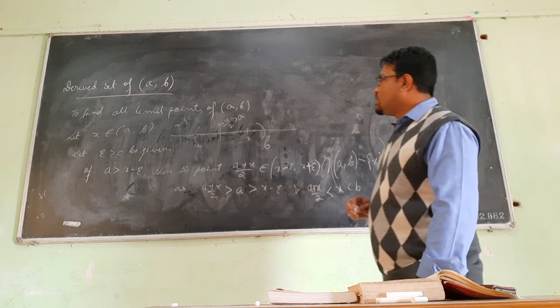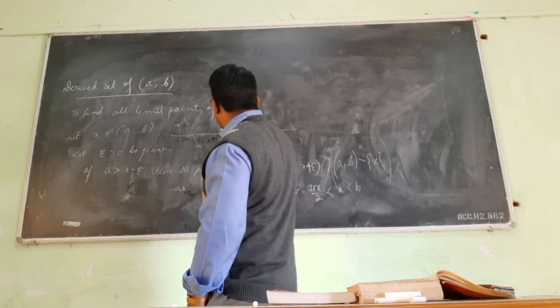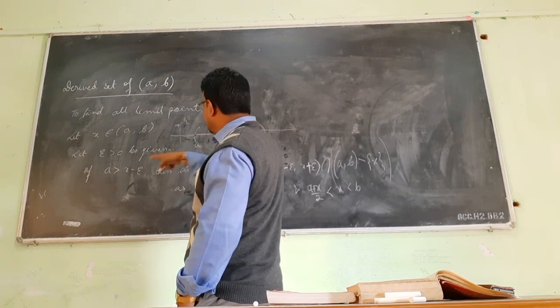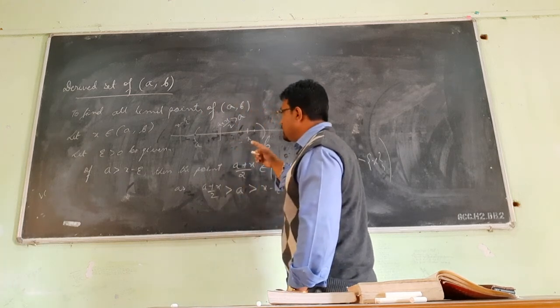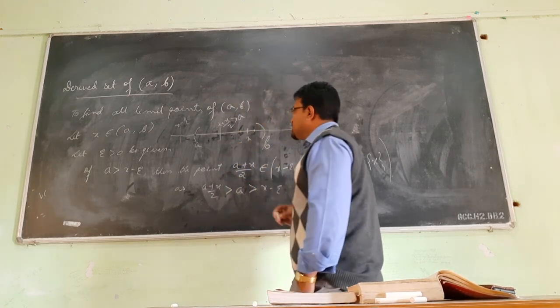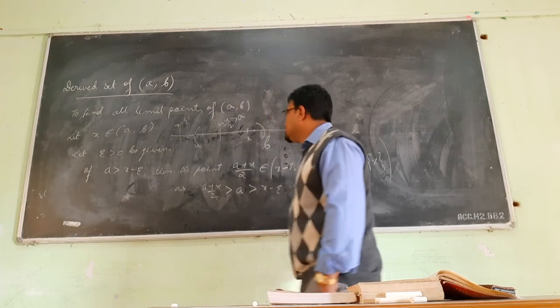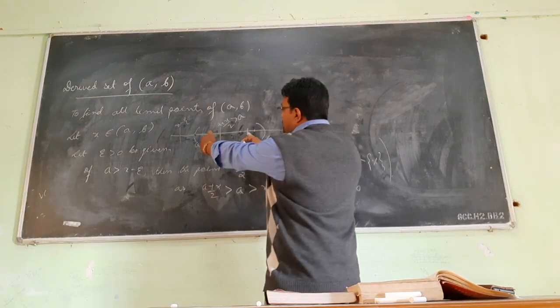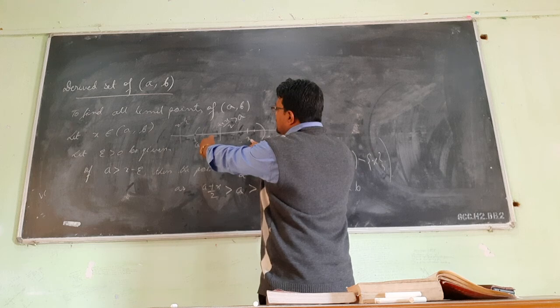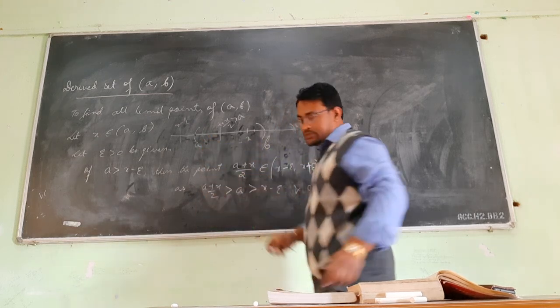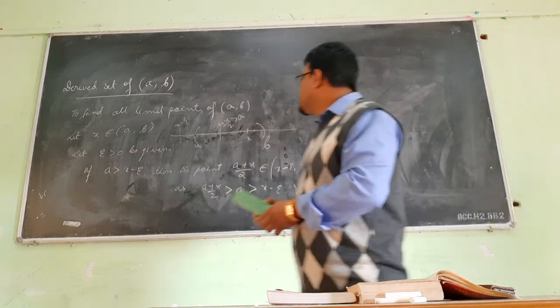Now it may also happen that a is less than or equal to x minus epsilon. That is, x minus epsilon is somewhere here. It may happen like that. In that case, we will take the midpoint of x and x minus epsilon. So these are the only two cases we need to consider.